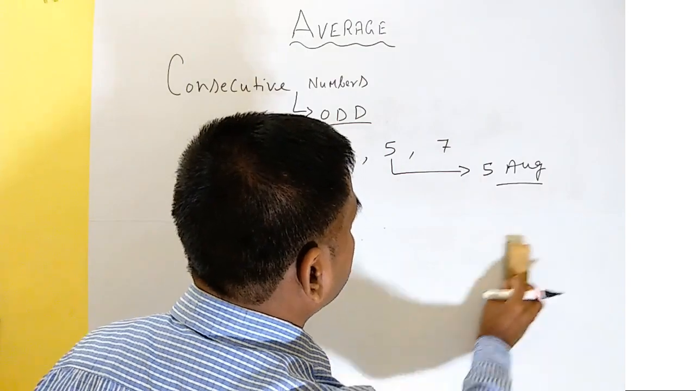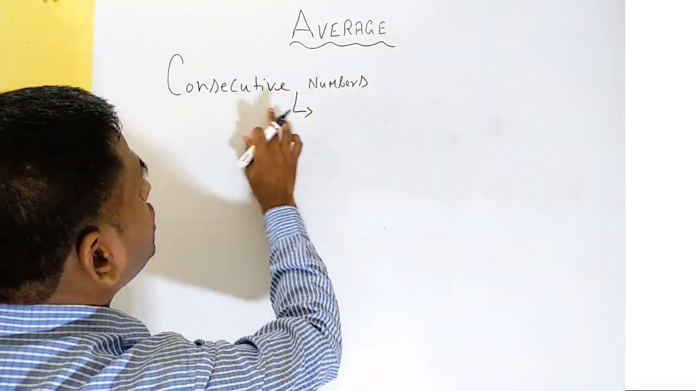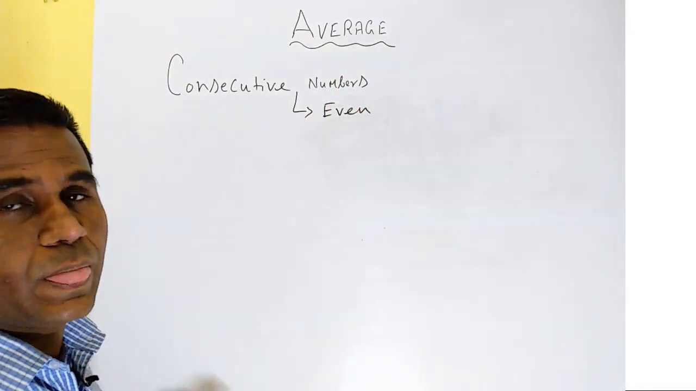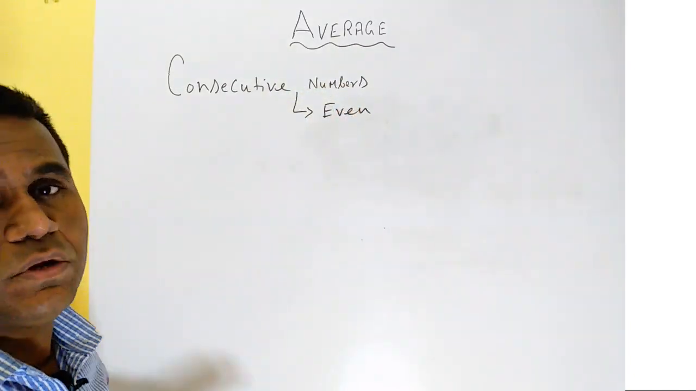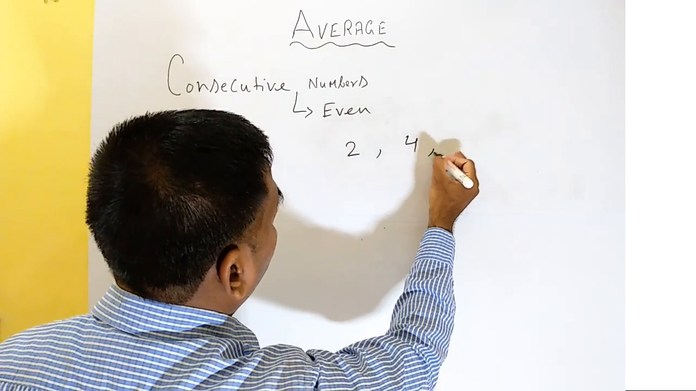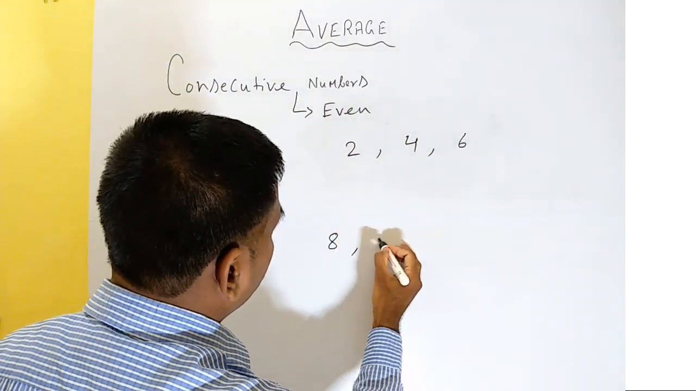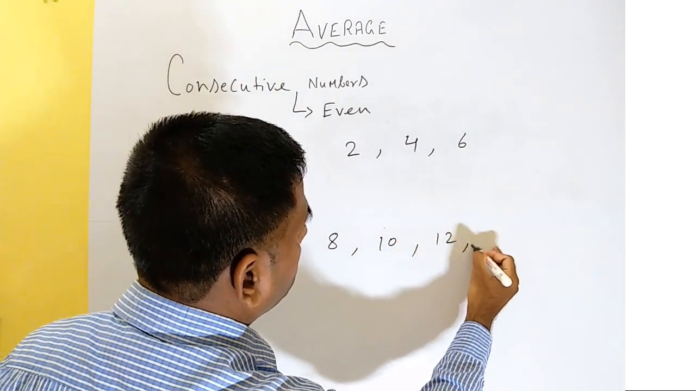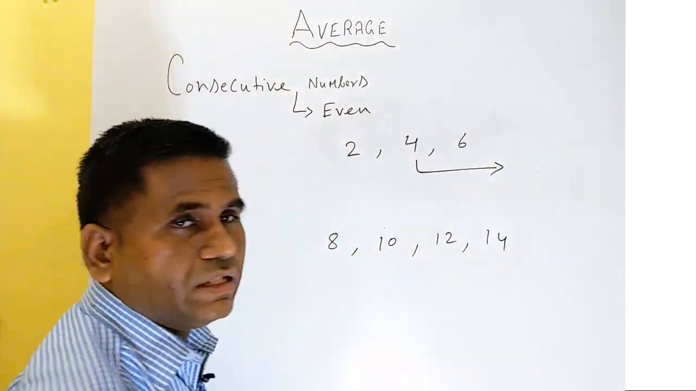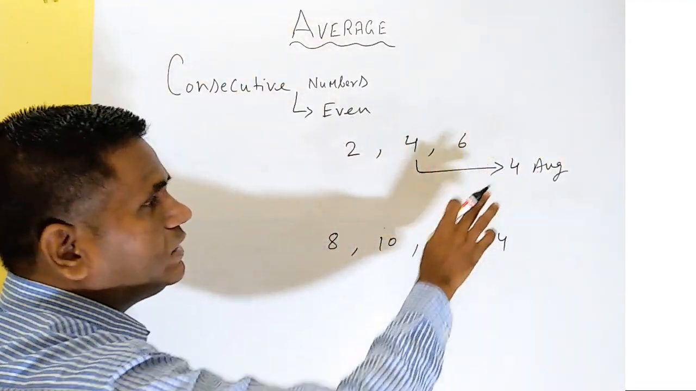Now let us see the next example, which is consecutive even numbers. In consecutive even numbers, if I take an example of 2, 4, 6, and the next example will be, let's say, 8, 10, 12, 14. So in this example, very clearly we can say 4 is the answer, the average of 2, 4 and 6.